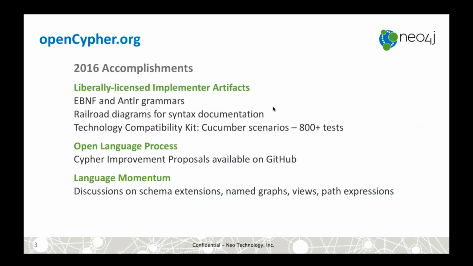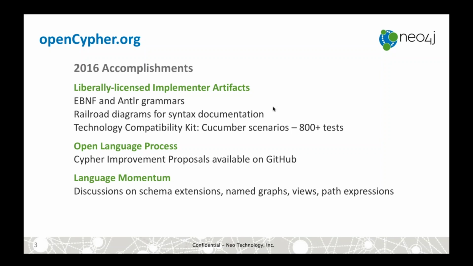So in 2016, we've created some artifacts which are Apache or Creative Commons licensed: EBNF and ANTLR grammars, railroad diagrams, and syntax documentation. We've taken a very large number of scenario tests out of the Neo4j product and translated them into Cucumber-based scenarios, which enable language-independent checking of compatibility with the definition of the Cypher language for other implementers beyond Neo. And that's allied to a Cypher improvement proposal process where everything's centered on GitHub. We've got public documentation, and people are very much encouraged and free to contribute to the process of thinking about ways in which the language could evolve.